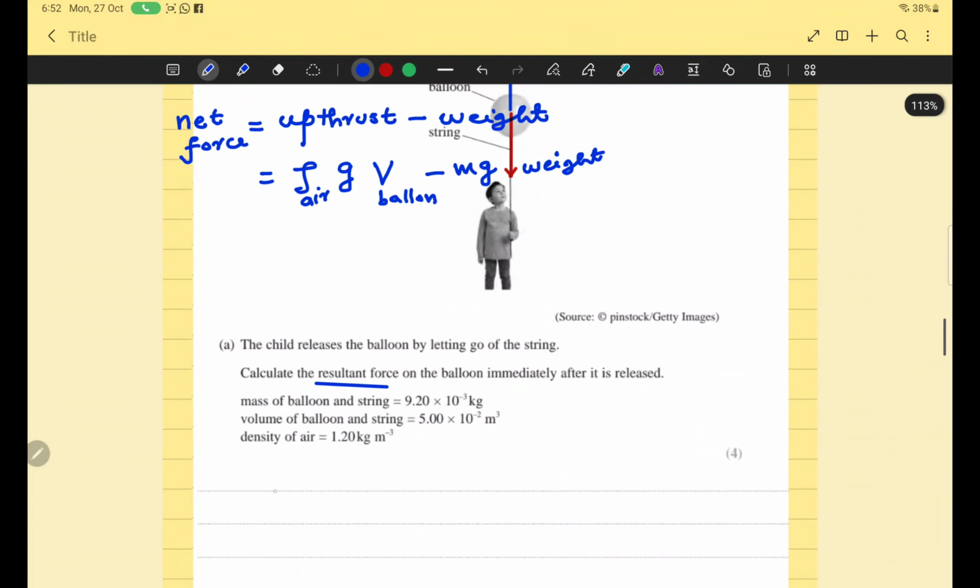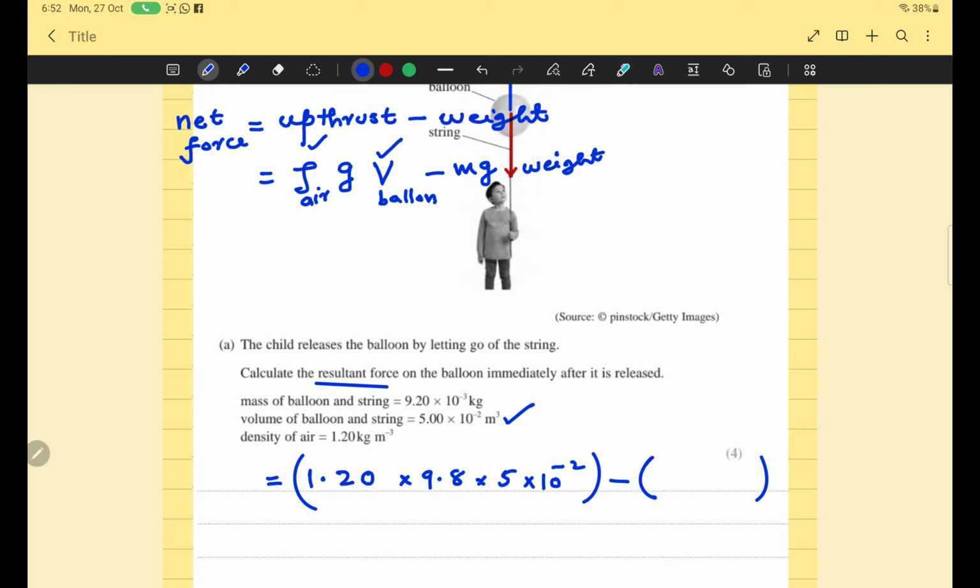So the density of air is 1.2. I am putting the values now. Density of air is 1.2, gravity is 9.8, the volume of balloon is 5 exponent minus 2. This is upthrust calculation.